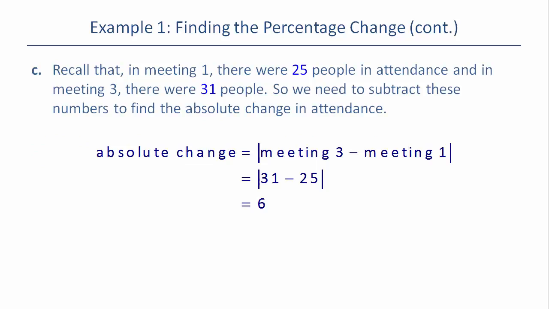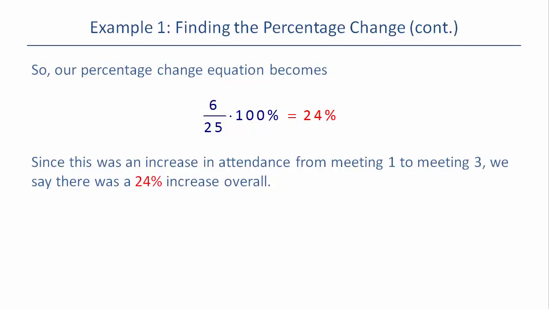Okay, and then part 3, the overall change question, they started at 25, went up to 38, went down to 31. So really they went from 25 to 31, which is a difference of 6, and we're back to having 25 as the starting point. So difference over original, or difference over starting point, and there's 24%.